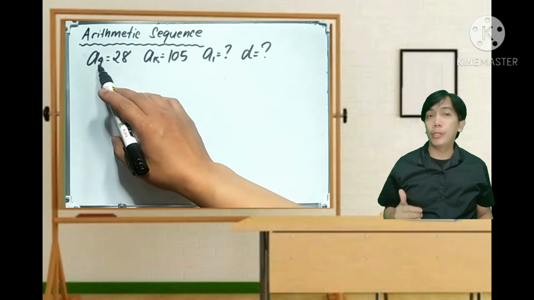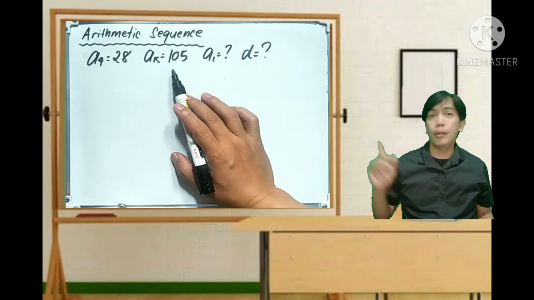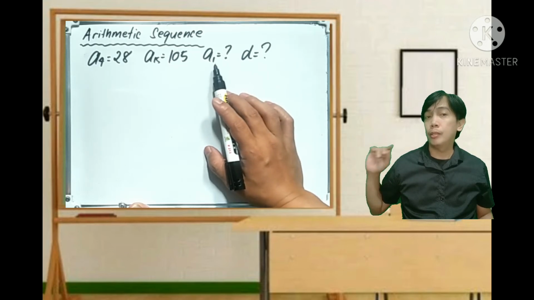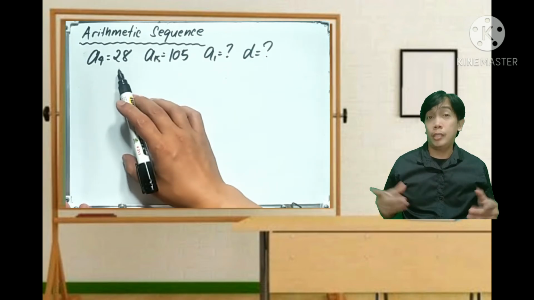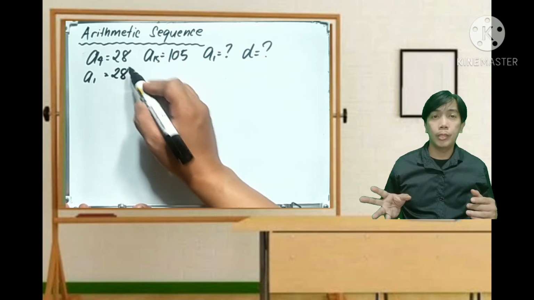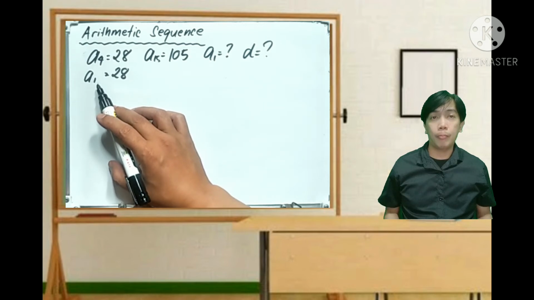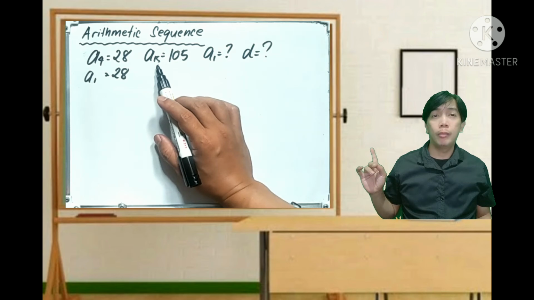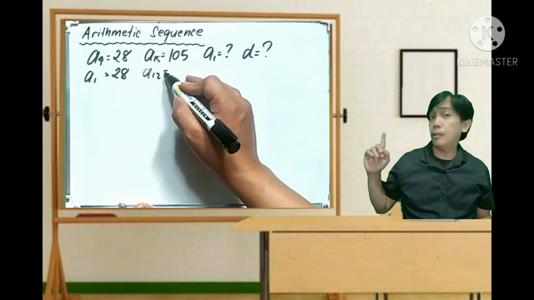Okay, so the given here is a sub 4, which is the fourth term, is equal to 28. A sub 15, or the 15th term, is equal to 105. And we are after the first term and the common difference. Okay, so let us assume this is the first term. Assuming that 28 is our first term, if we assume that a sub 4 is our first term, we have subtracted 3 terms. So we will now subtract 3 terms on this. Since this is our 15th term, it will become our 12th term.